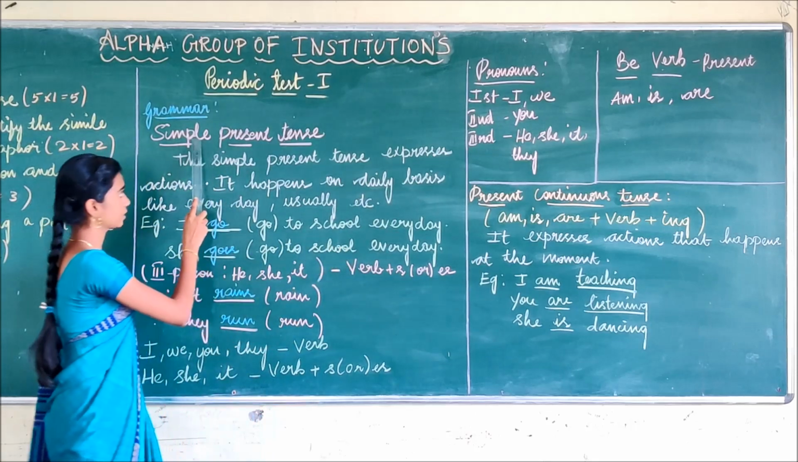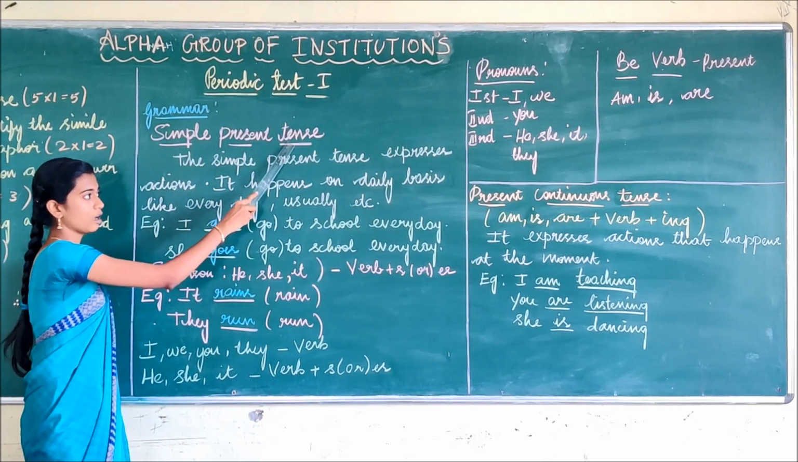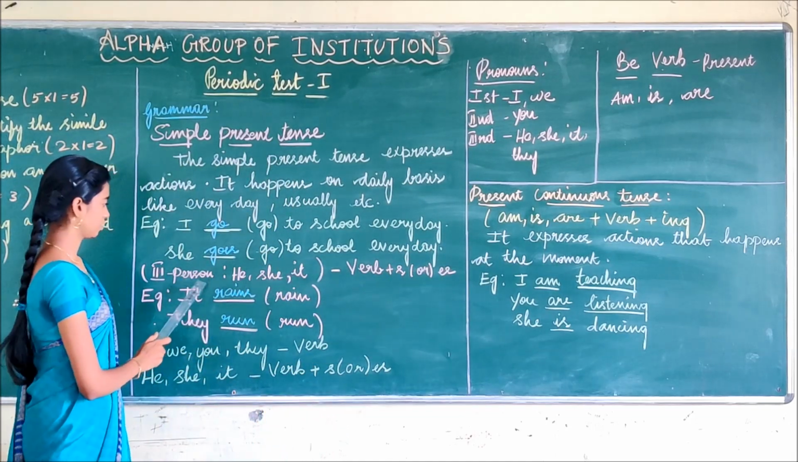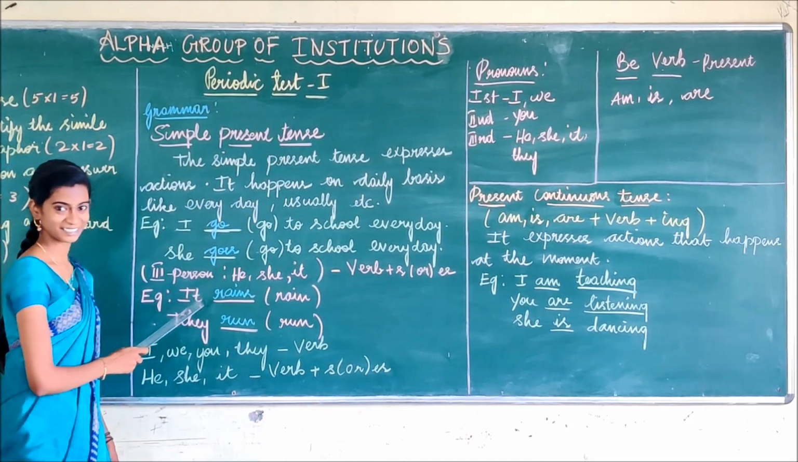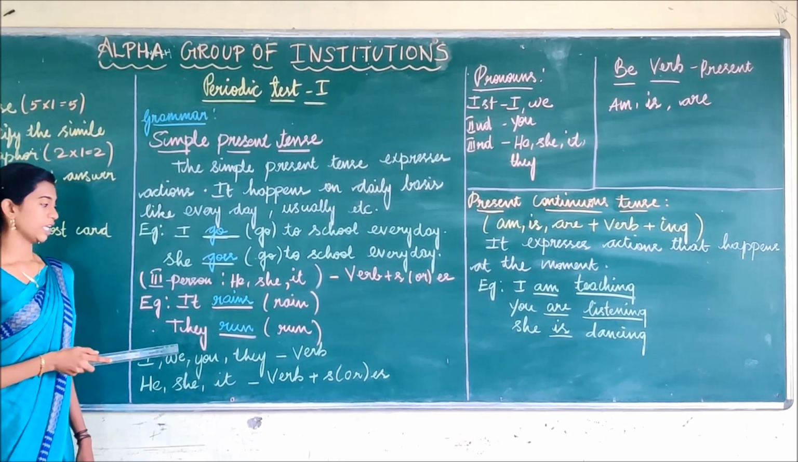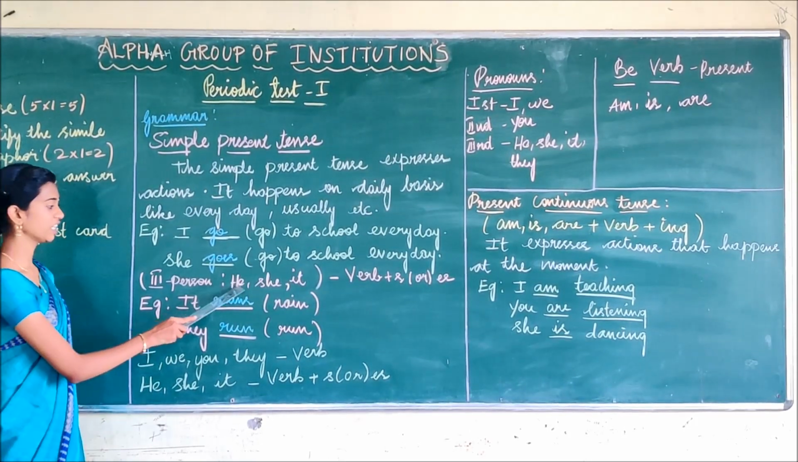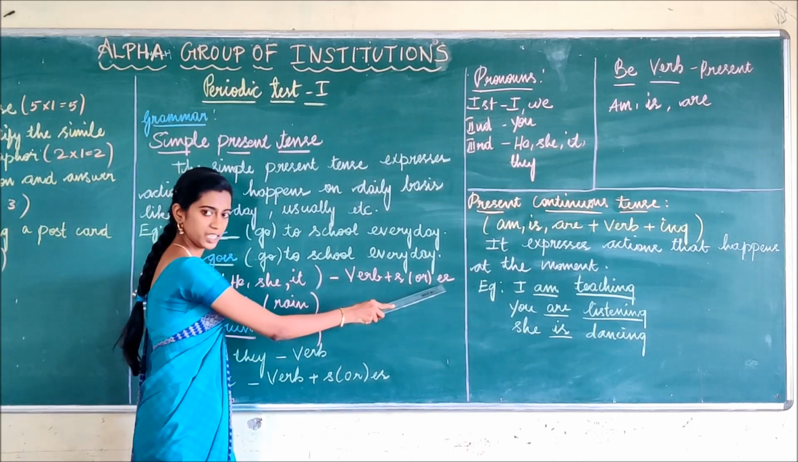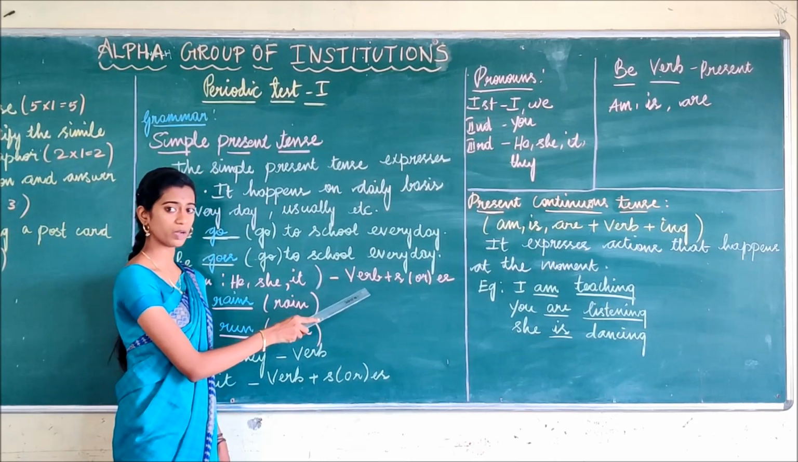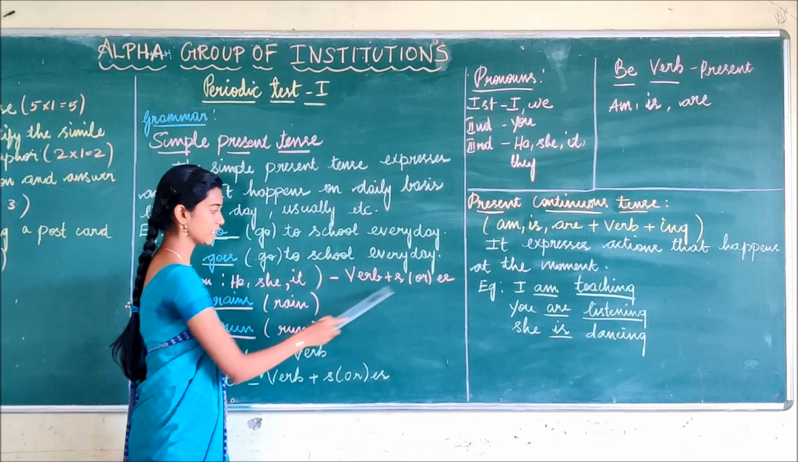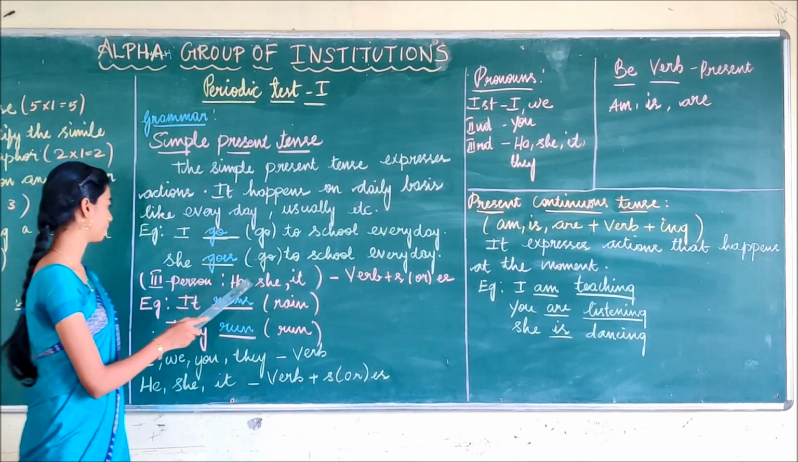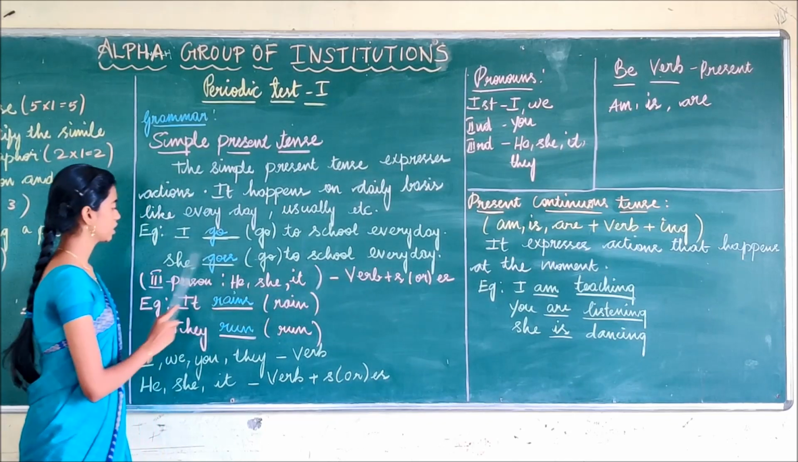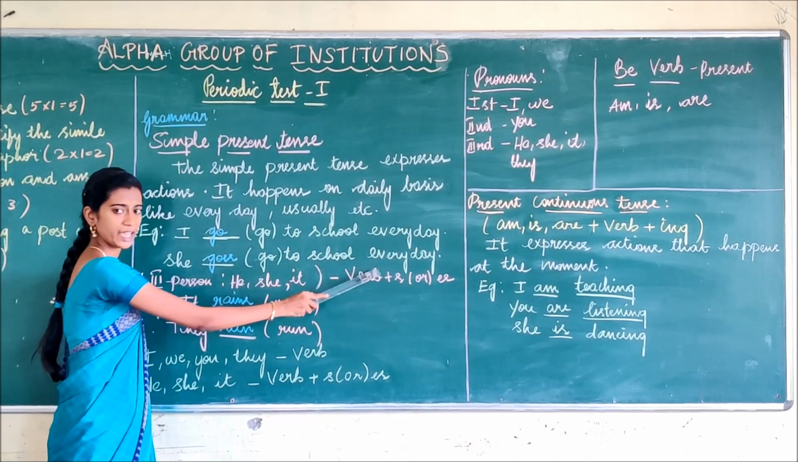So in simple present tense, in third person singular he, she, it, you have to add s or es to the verb. What you have to add? S or es to the verb. For example, she go to school every day.